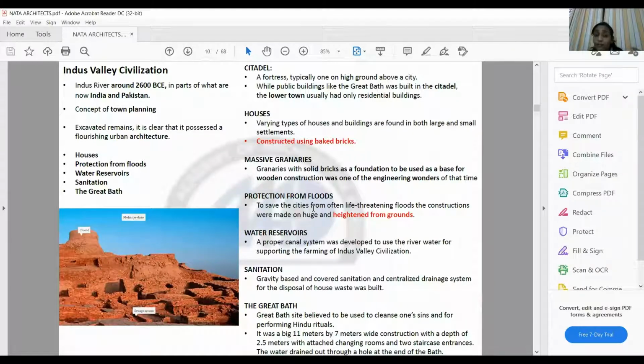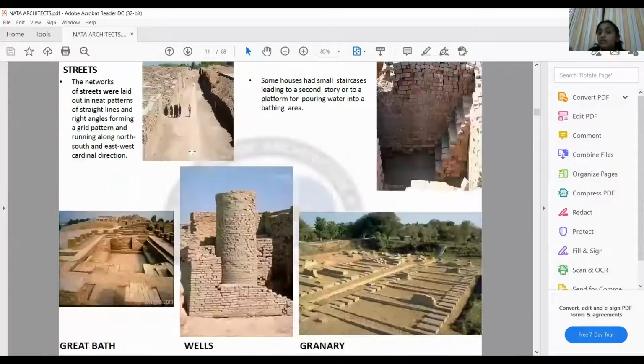So let us look into a few of the images, mainly how the street pathways were planned. That is the grid iron kind of planning they followed. So you can make a note that it was the grid iron kind of planning. And then how the Great Bath was located, they even had small staircases. They even thought of having levels. It was not just defined for the ground floor itself.